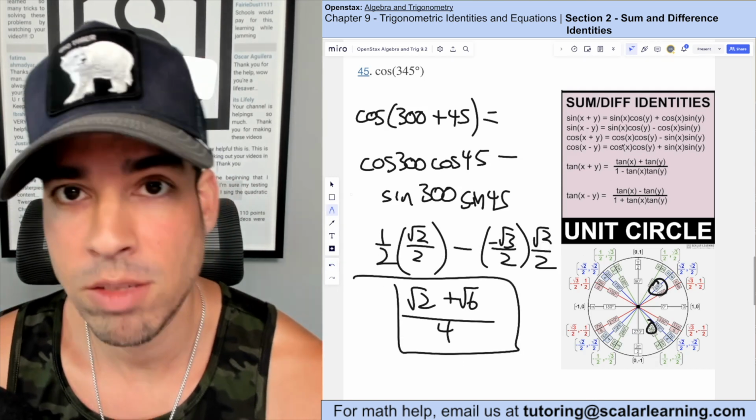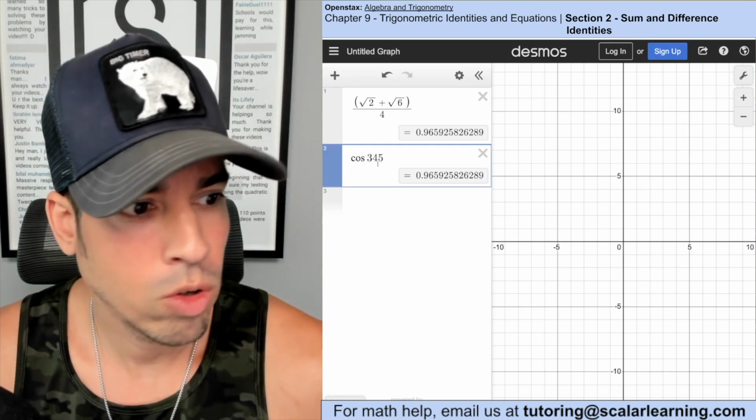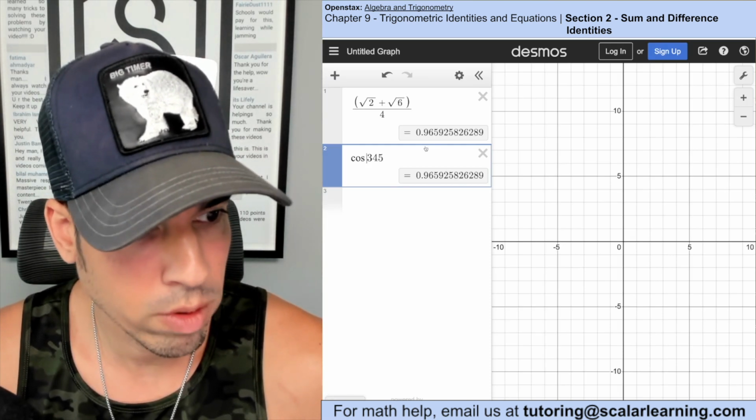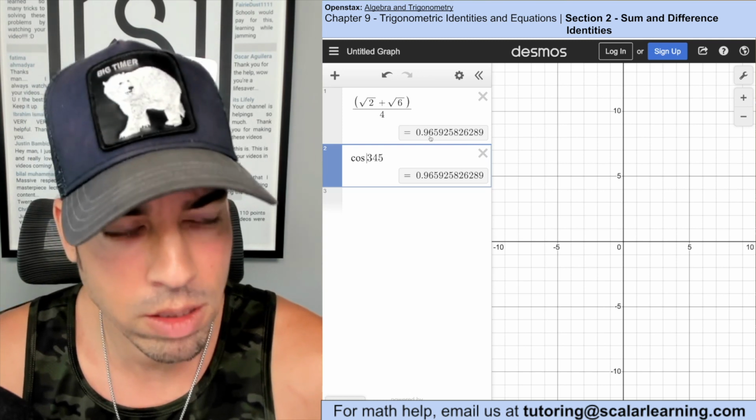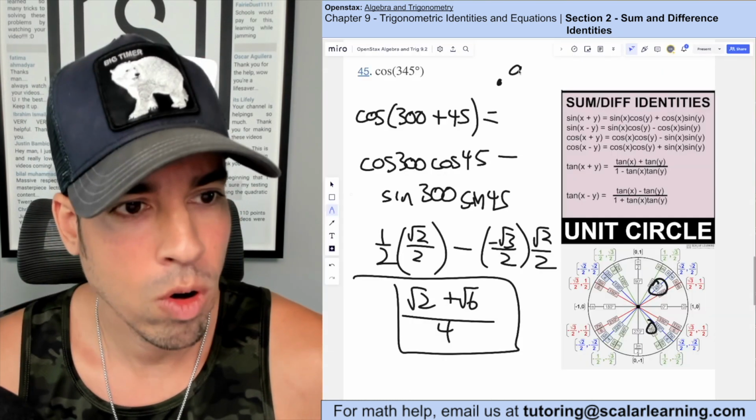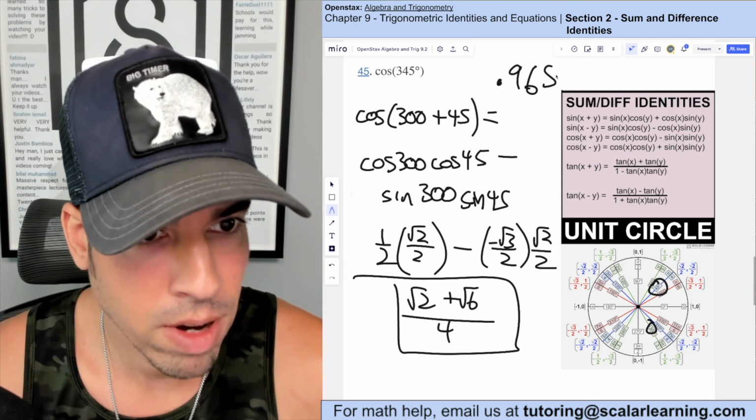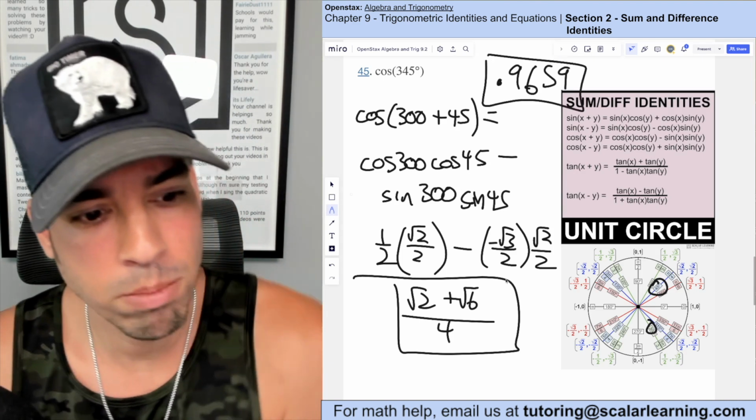Now let's verify in Desmos. So here's the answer we got. Here's cosine of 345, and you can see that they're equivalent, and to the 4th decimal place, it's 0.9659, so also 0.9659 for the win. Boom, done.